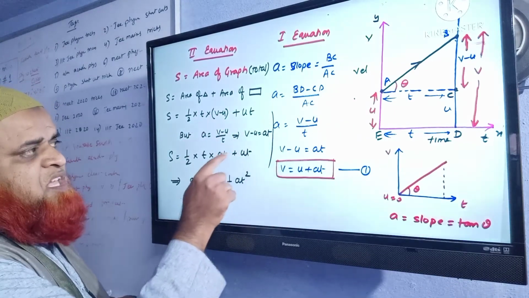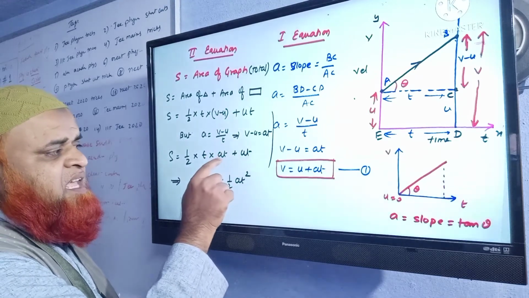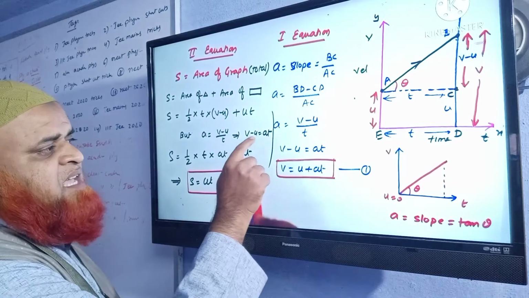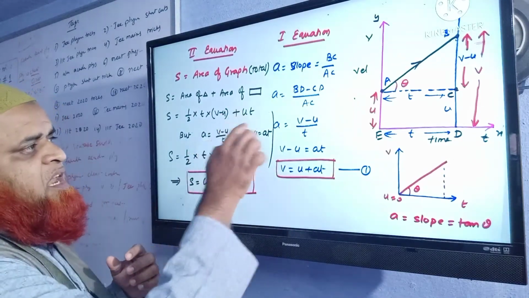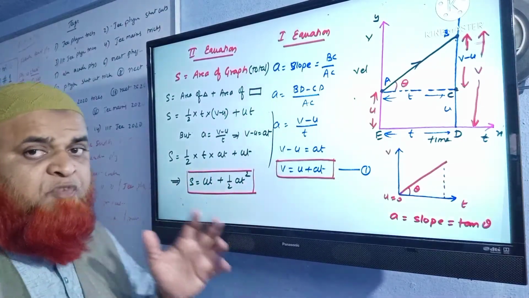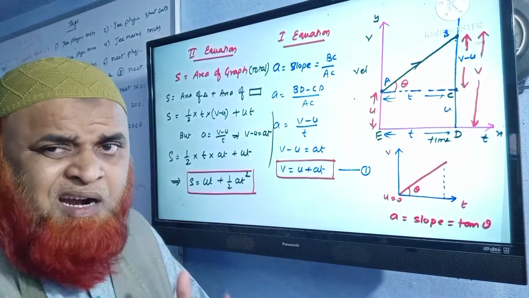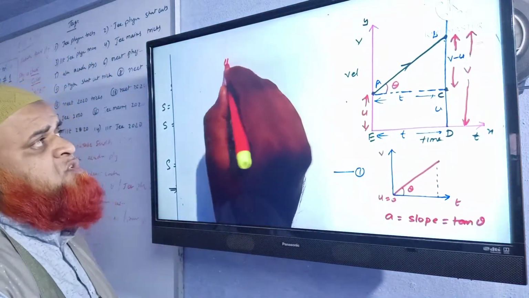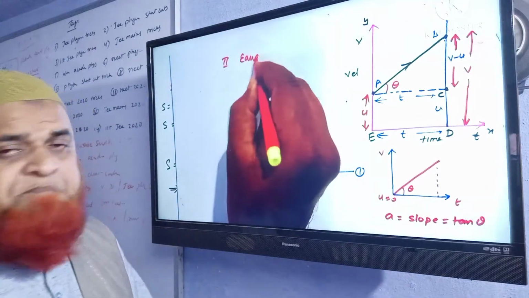I have done the same thing here. I have replaced V minus U with AT. So half into T into V minus U can be taken as A into T. And UT is already present. Therefore, if you write this in proper order, S is equal to UT plus half AT square. Okay. So let us go for the third equation of motion.